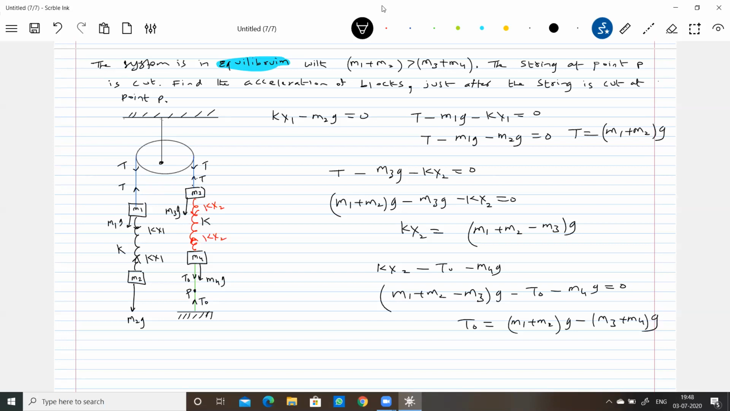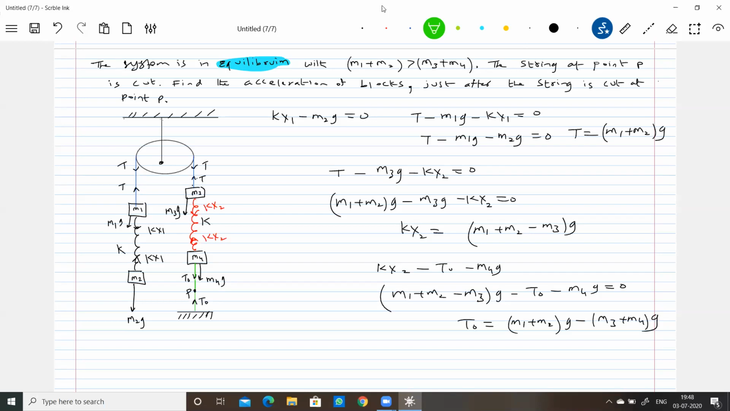So the difference in the mass of the system on the left and right hand side, the difference in weight of the blocks from left to right, is the tension T naught. I agree with this. Anyway, it's given, no? M1 plus M2 is greater than M3 plus M4, justified. So what is the state of this green color string? It will be taut.